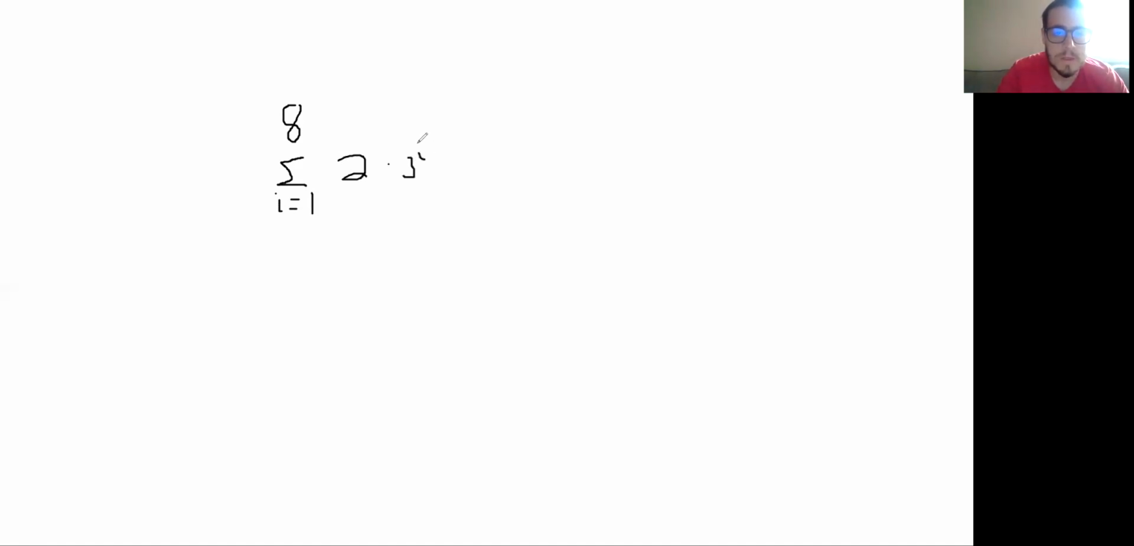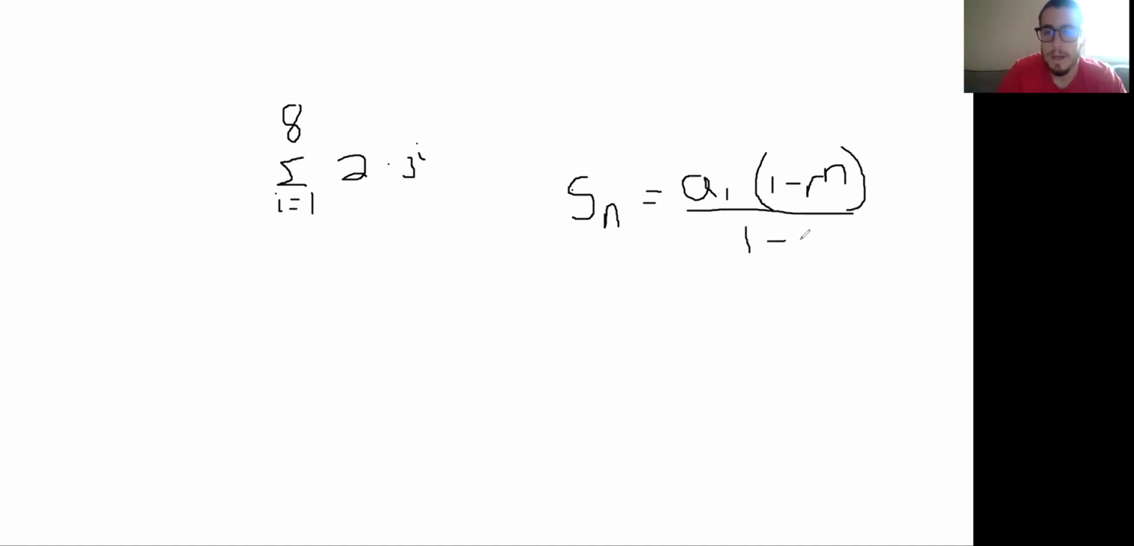Remember, in order to do the summation, we need to use our formula that we established earlier. Sn is equal to a1 times 1 minus r to the n, divided by 1 minus r. So from this, we need the first term, r, and n. Well, we have r and n essentially given to us, and we need a1.